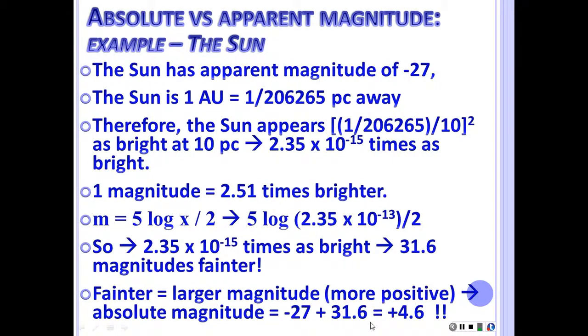And so, in fact, if the Sun was out at a distance of 10 parsecs, it would be visible to the naked eye, but it would be fairly faint. Remember that 6 is the limit of what we can see with the naked eye.